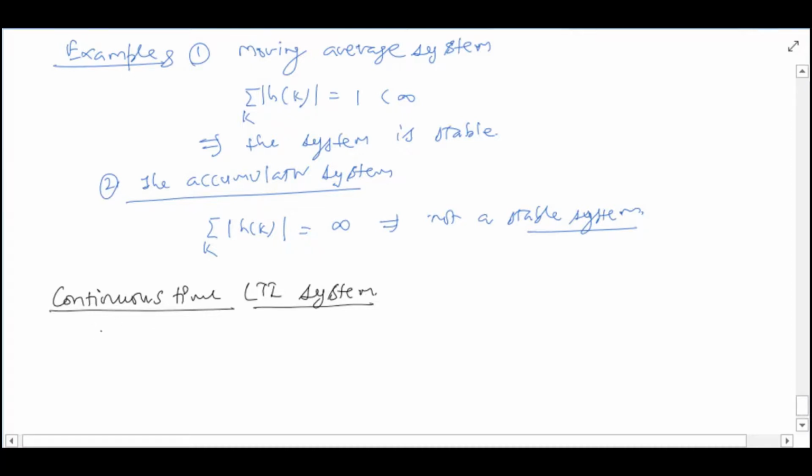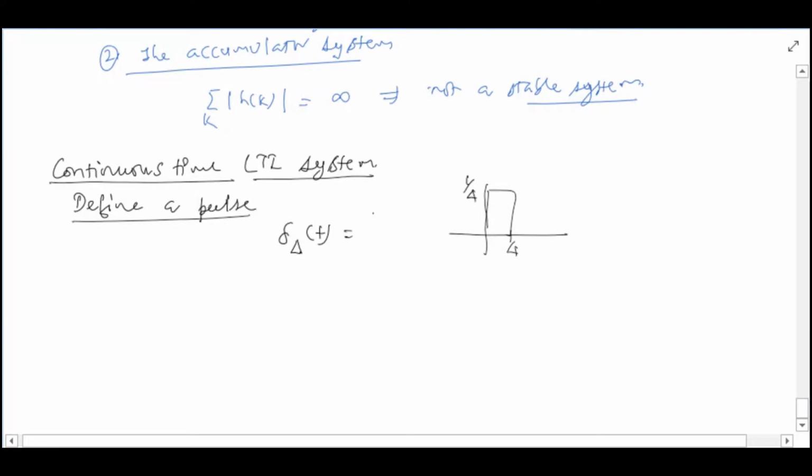So we define a pulse, capital delta of t, as follows. It has width delta and height 1 over delta. So this is 1 over delta for t in 0 to delta, and it's 0 otherwise. Notice that the area of this pulse is unity.